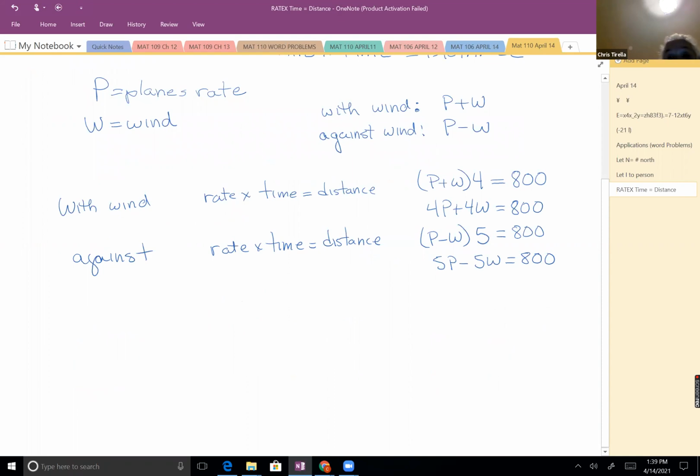Because I sound ridiculously hoarse right now, I'm going to shut up and ask you people to solve that system. 4P plus 4W equals 800. And 5P minus 5W equals 800. And tell me what you get.